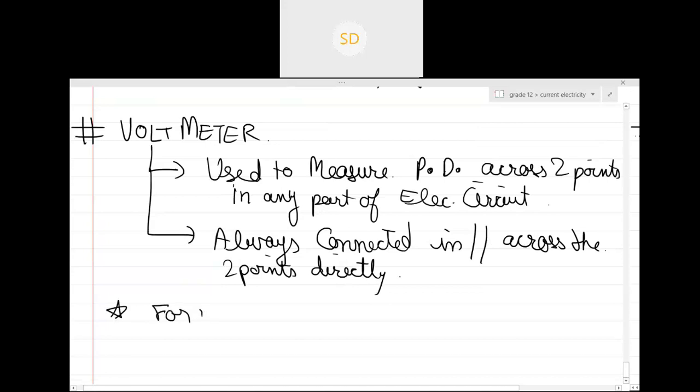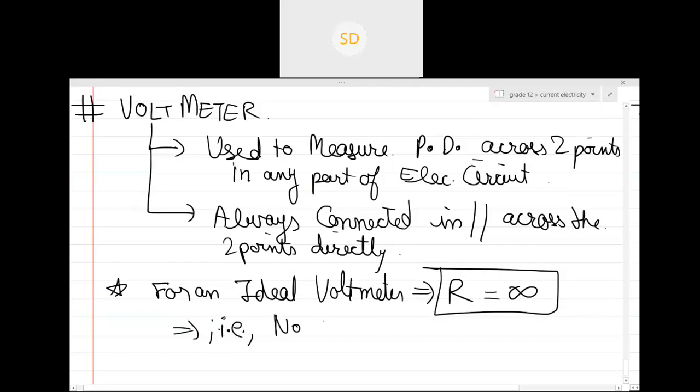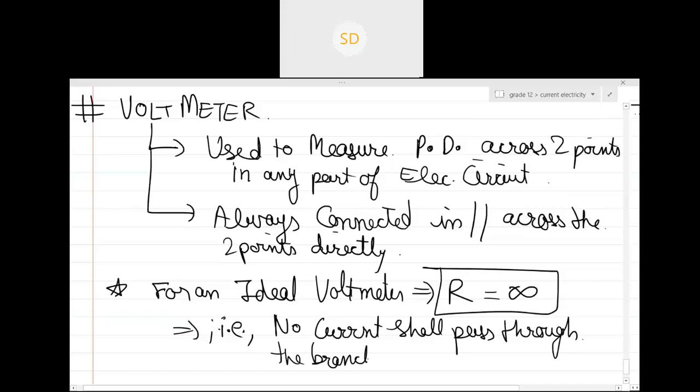Note, for an ideal voltmeter, what should be the resistance? Anyone? High. Infinite. It should be infinity. That is, no current shall pass through the branch where the voltmeter is connected.